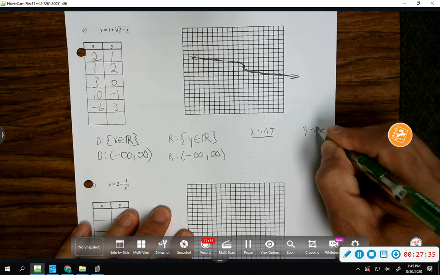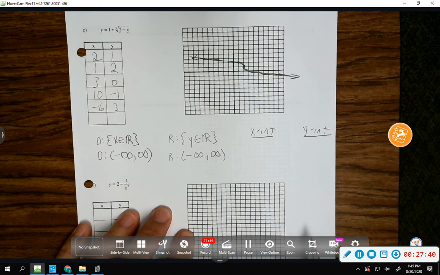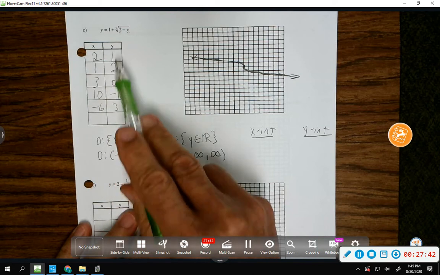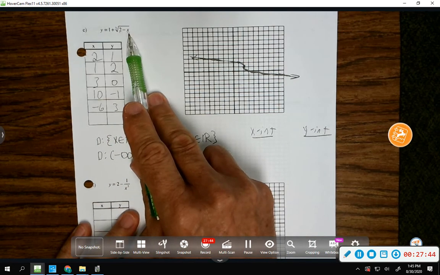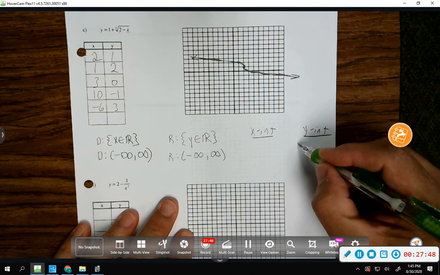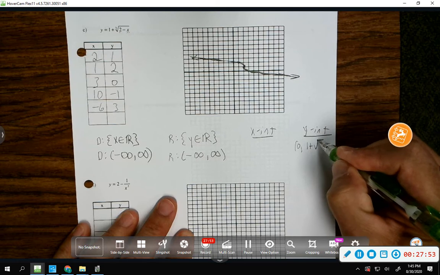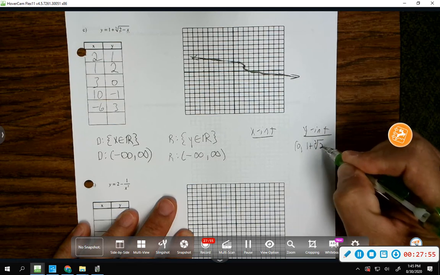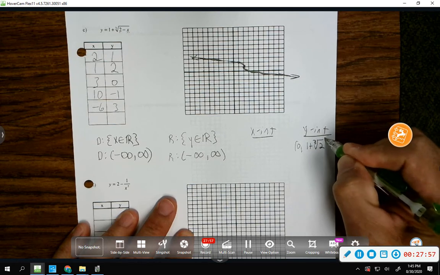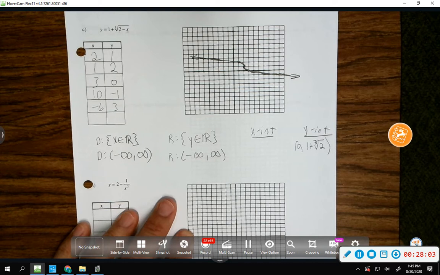X-intercept, y-intercept. Now, some of these will not look all that pretty. But to find a y-intercept, you plug in 0 for x. If I plug in 0 for x, I get the cube root of 2. So there's really not much I can do except write 0, comma 1 plus the cube root of 2. We're going to leave it like this. We don't want to give the decimal answer. If we wanted the decimal answer, I'd have you do it in the calculator.